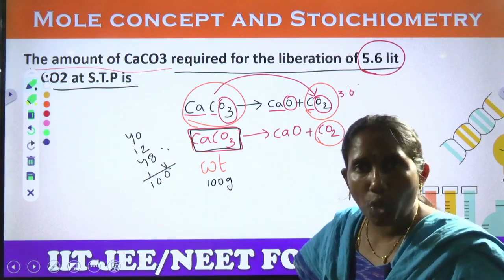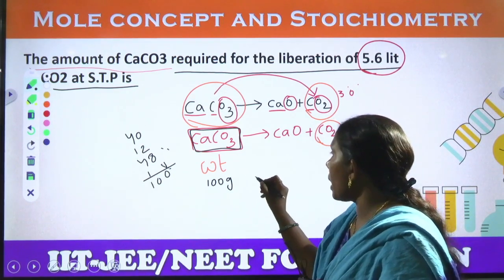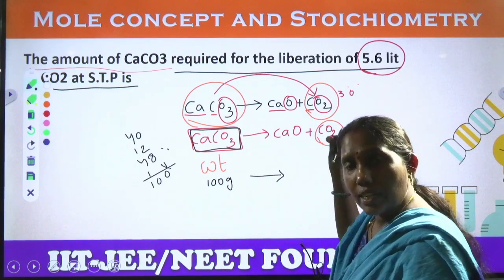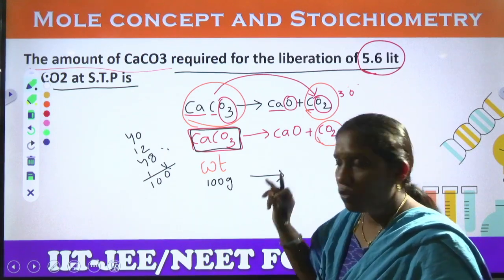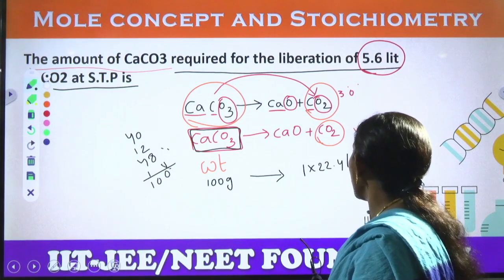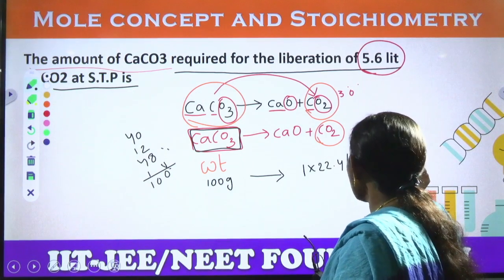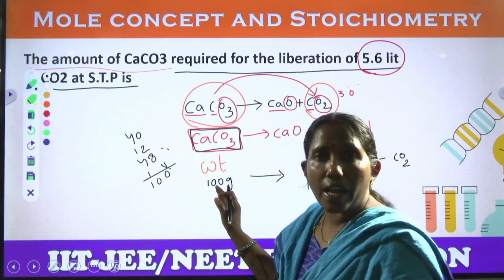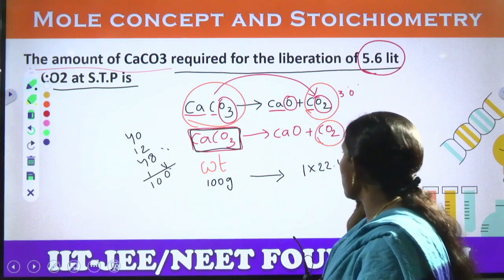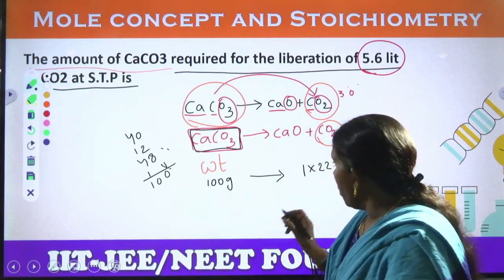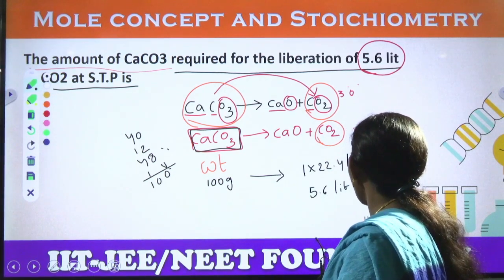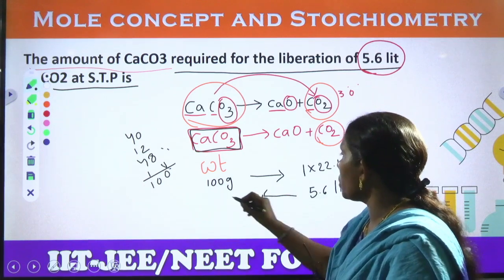This is at STP conditions. So 100 grams of calcium carbonate produces how many liters? At STP, 1 mole of CO2 is 1 into 22.4 liters of CO2. So 100 grams of calcium carbonate liberates, at STP, 1 into 22.4 liters of CO2. Then 5.6 liters of CO2 requires how much CaCO3? That is what he is asking.